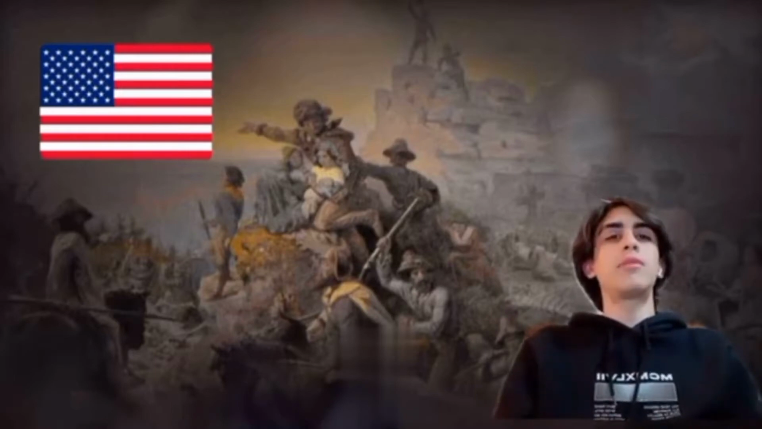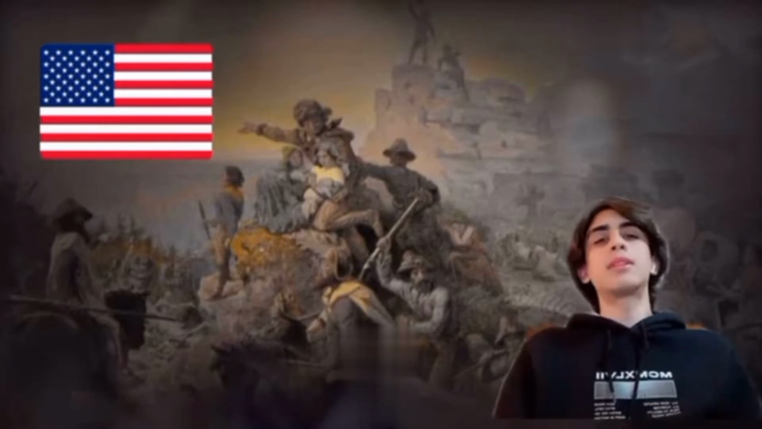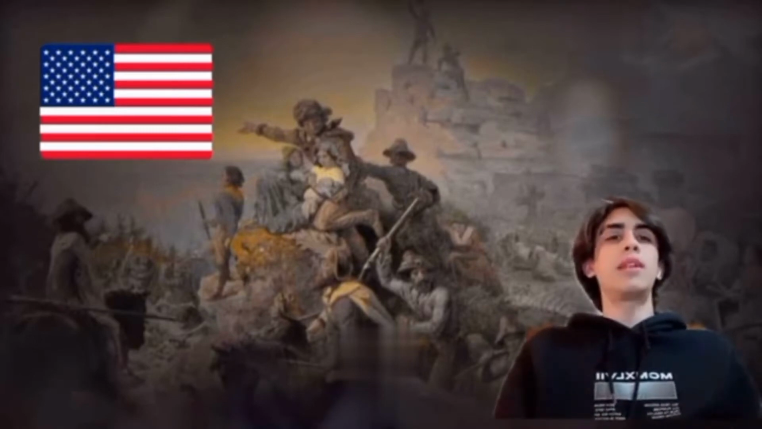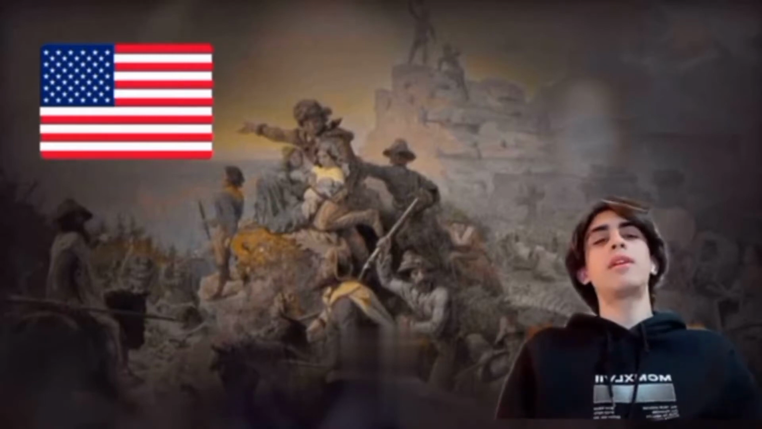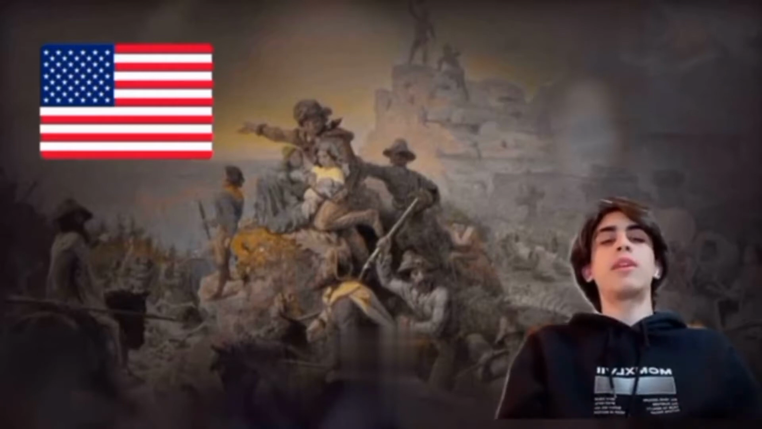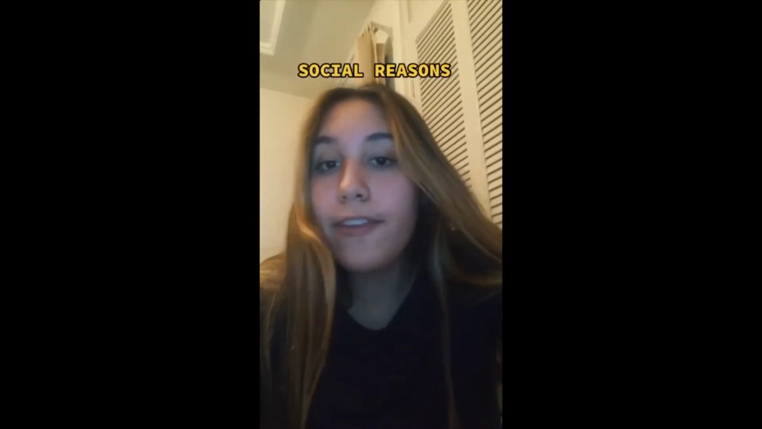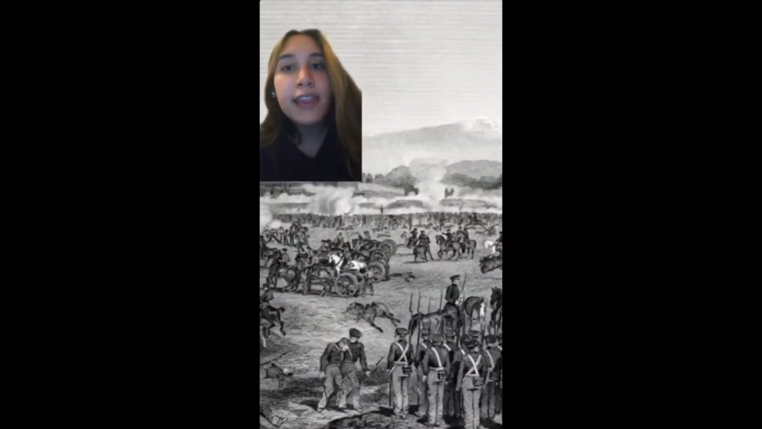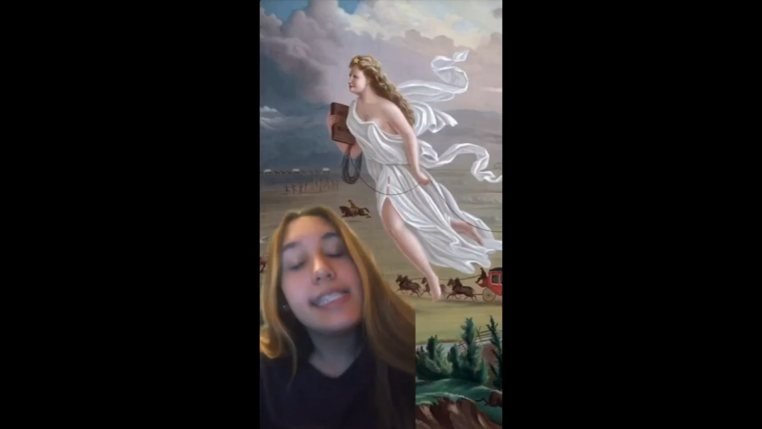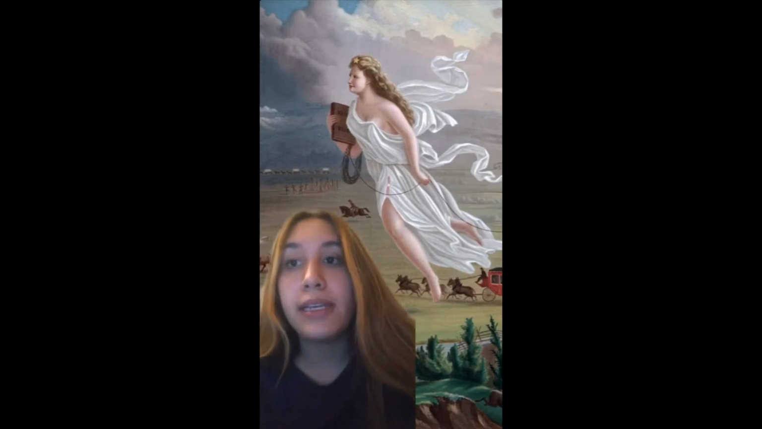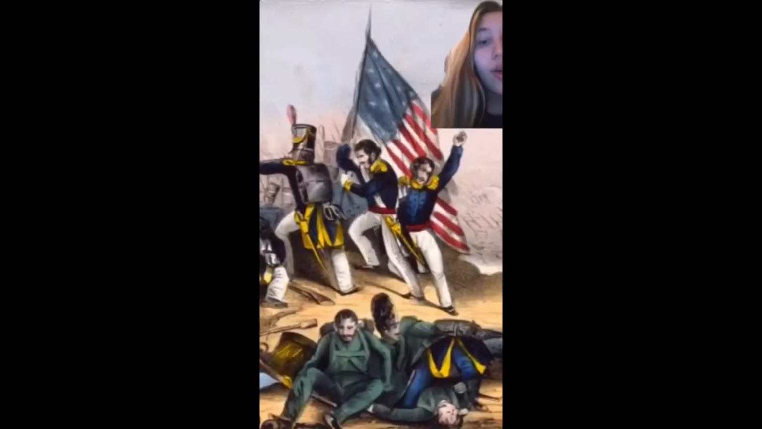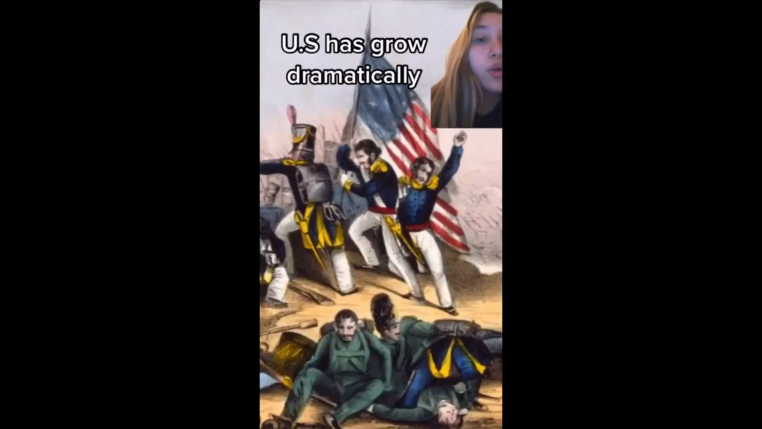The role of land ownership was also present in this event because land was associated with wealth, political power, and independence, and Americans desired it for various reasons such as farming, making money, national growth, starting a new life, etc. These are some of the social reasons. Anglos believed that they were bringing civilization, democracy, and technology to the West. Americans associate land ownership with wealth, individualism, political power, and independence, with self-rule. Also, the United States population has grown dramatically due to European immigration.